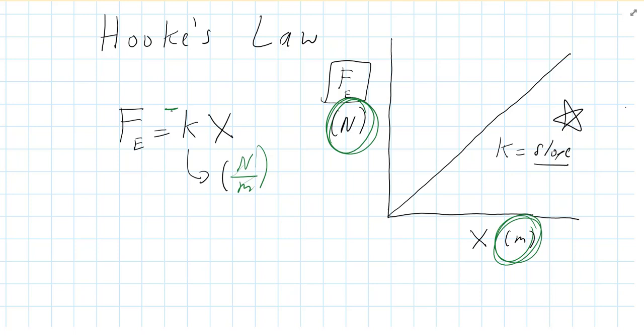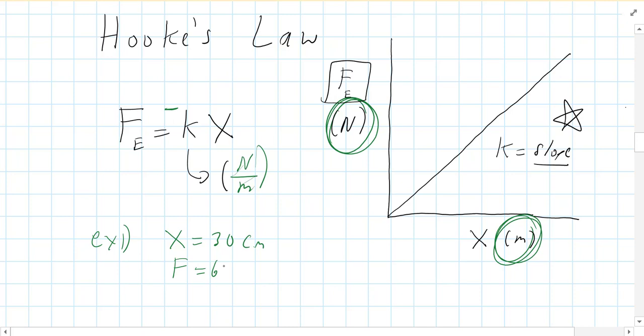They're fairly brief. Example one, okay. Let's say you have a spring and you stretch it 30 centimeters. So that would be X. And we'll put 30 centimeters there. And let's say in order to do that, it takes a force of 60 newtons. Okay. What's the spring constant? So I'm asking what's K?